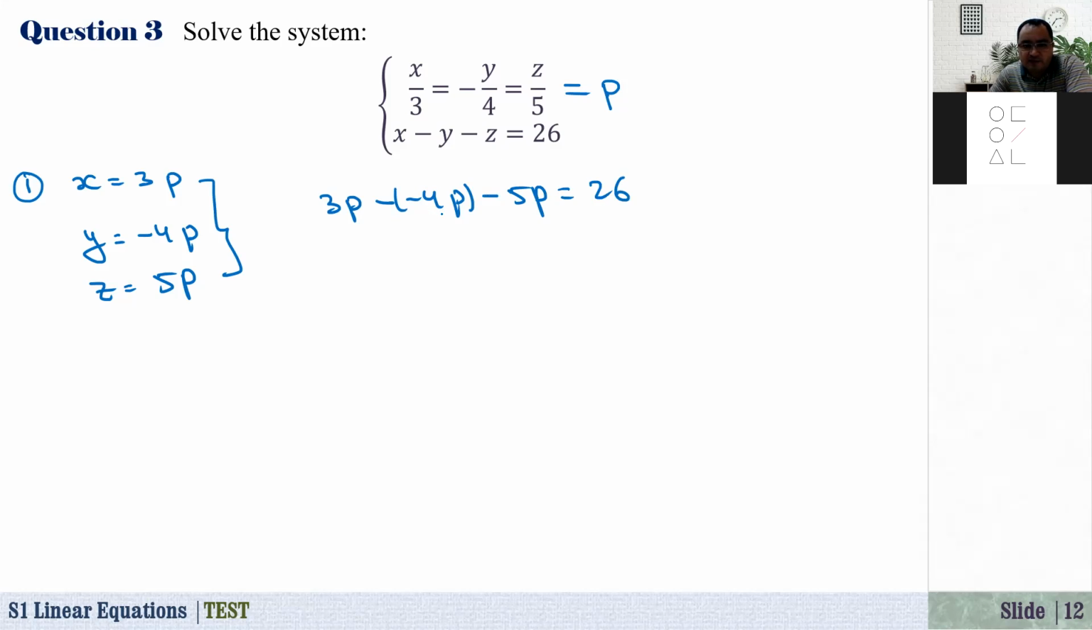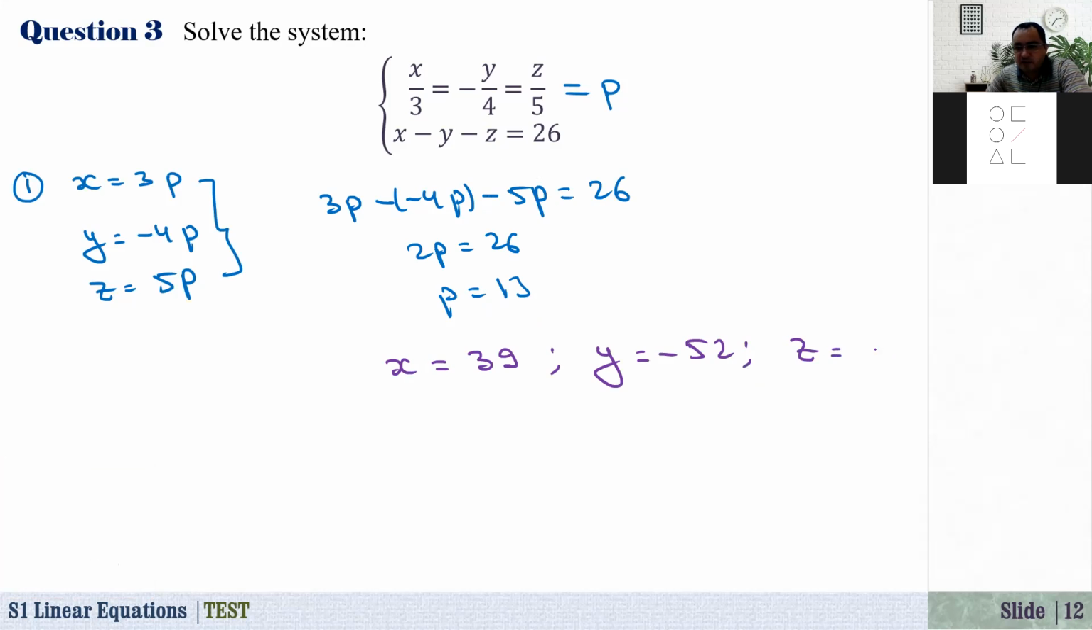3p plus 4p, it is 7p. 7p minus 5p, it is 2p. That's equal to 26. So what is p? P equals 13. So now we can write the value of this x and y and z. X equals 3 times p, that is 39. Y is equal to minus 4 times p, that is minus 52. And z is equal to 5 times p, that is 65. So these are the solutions of this system.